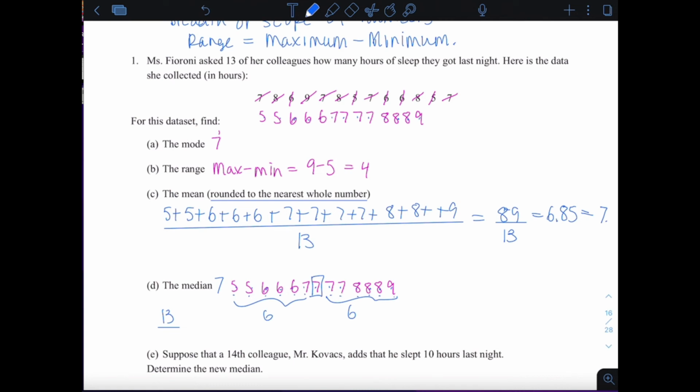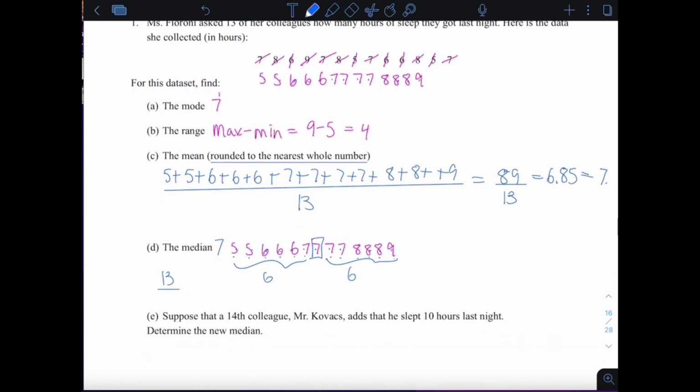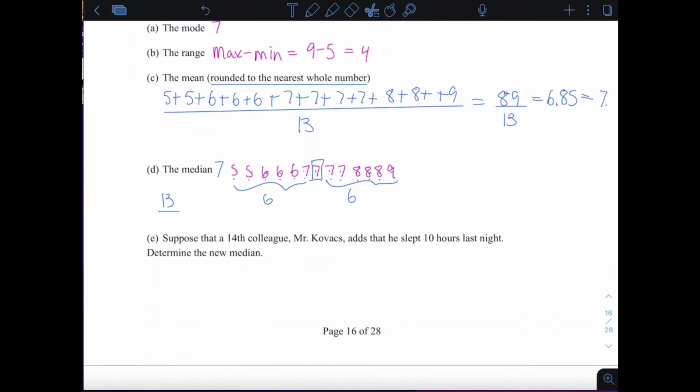Okay, suppose that a 14th colleague, Mr. Kovacs, adds in that he slept 10 hours last night. Determine the new median. So what I'm going to do is take the data that I have. I'm going to try to erase maybe some of the markings. And what I'm going to do is add in Mr. Kovacs' data point, which is 10.